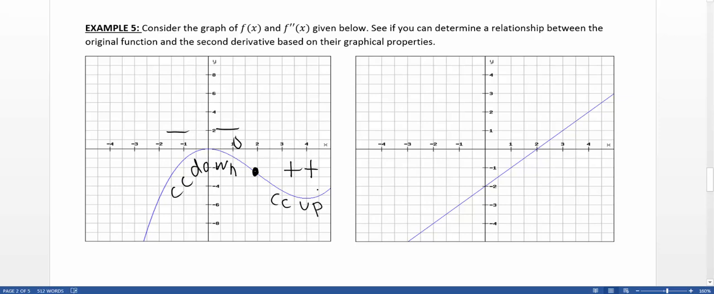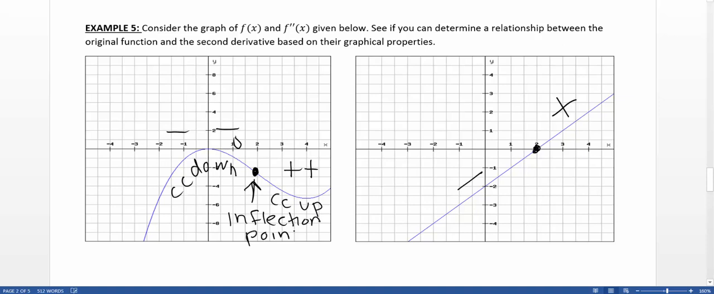So if you look at the second derivative, you'll notice that to the left of 2, our function is negative, but to the right of 2, our function is positive. So that means if the original function is concave down, the second derivative is going to be negative. And if the original function is concave up, the second derivative is going to be positive. Now, right at 2 is where we change concavity. And this point has a special name. This is called an inflection point.